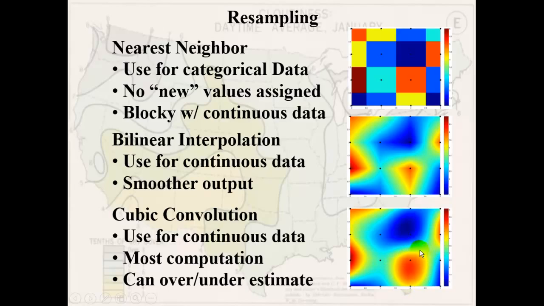With cubic, we're going to round those off and we're going to have smoother data. It's good for continuous data. It's going to take a lot more time to compute, but you also have to be careful because it can overshoot and undershoot things. It can fit a curve that goes higher than the highest value or lower than the lowest value. So, categorical, good, stay within the extremes of the input data, smoother, might go over or under the input data. So those are your 3 options when you do resampling.